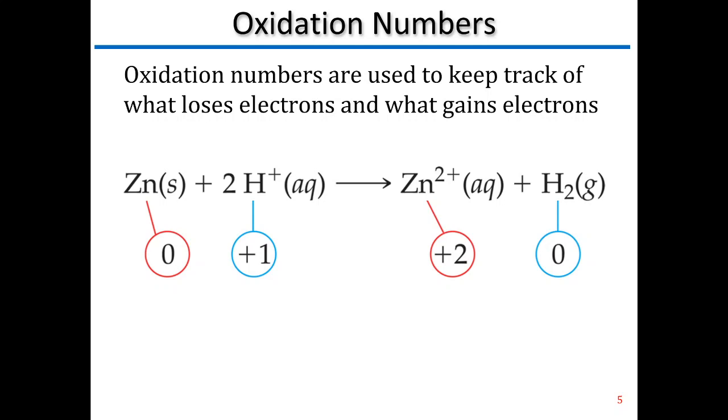Okay, then moving to the right-hand side of our reaction, here we have zinc 2+. So it has an oxidation state also of +2. And then we have H2 gas, charge of 0, also an oxidation state of 0. So suppose we wanted to say, which one of these is being oxidized and which one of them is being reduced?